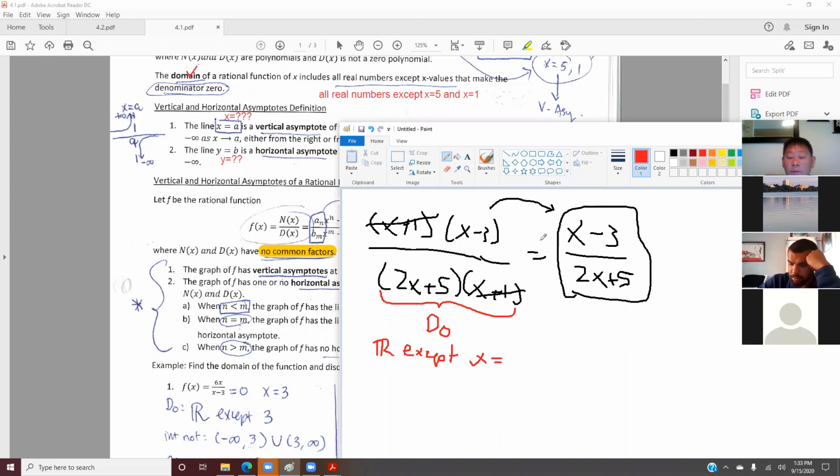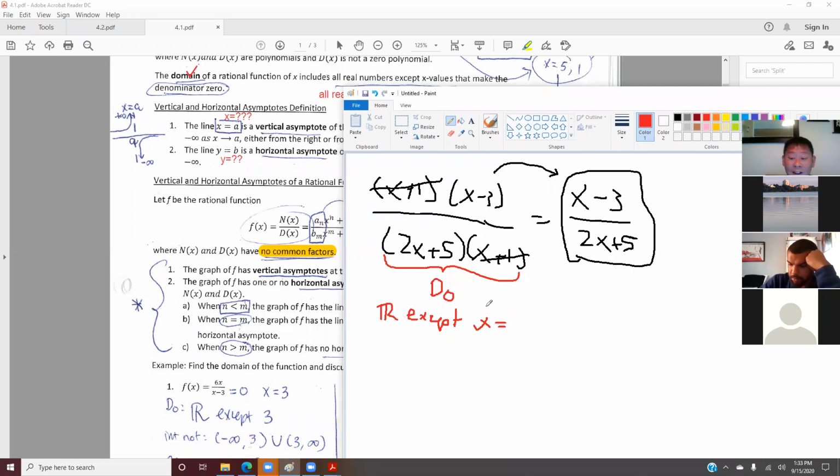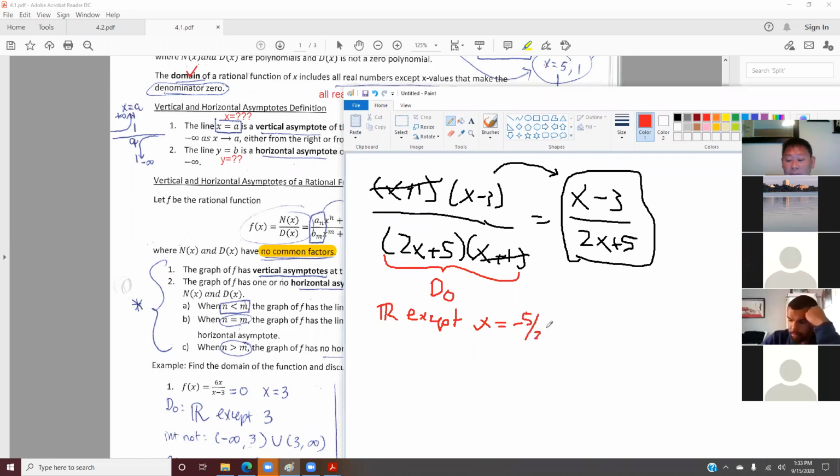X equals to anyone? This is all in your test. And this kind of question is very tough. -5/2. And also what? -1. So don't forget that the domain in this case, you still are going to use this to figure out your domain. But this is the one that you use to find your asymptotes.